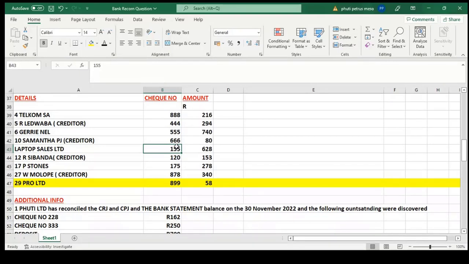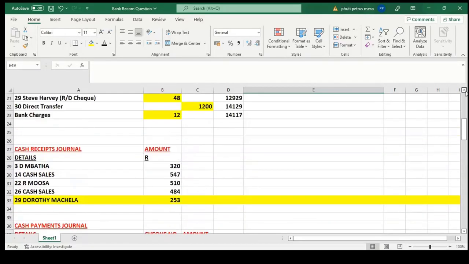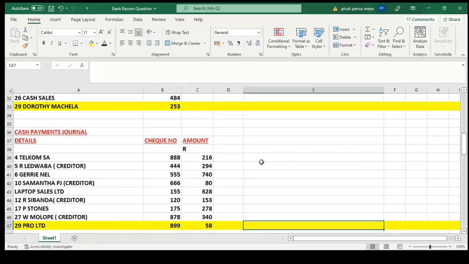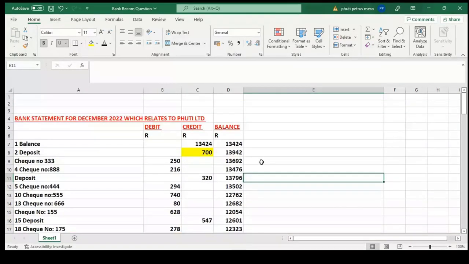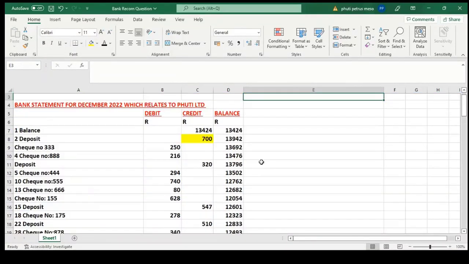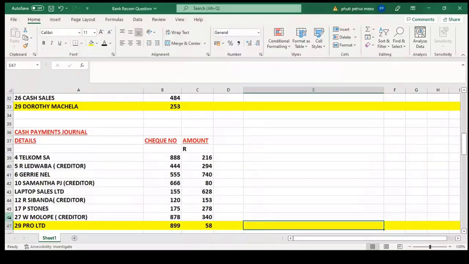Shall we recheck? Yes, let us recheck. Okay, we're going to start up there with 216 and 294. 216 is here, right? Yeah, 294 is here, right? Yes. Okay, cool. Let's go to 740 and 80. Let's go quickly. The 740 and 80 are there, right? Yes. Okay, 740, 80, yes. 628 and 153. I don't see 153 here. Yeah, 153 is not there. Okay, and just 250. Yeah, the 250 is not in the CPJ.